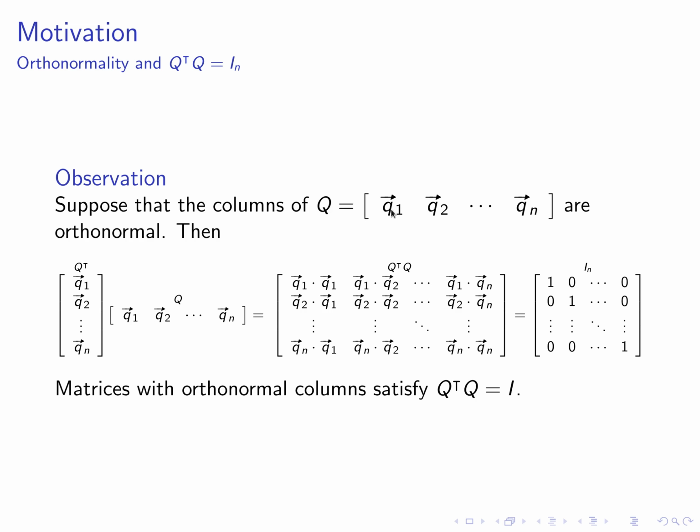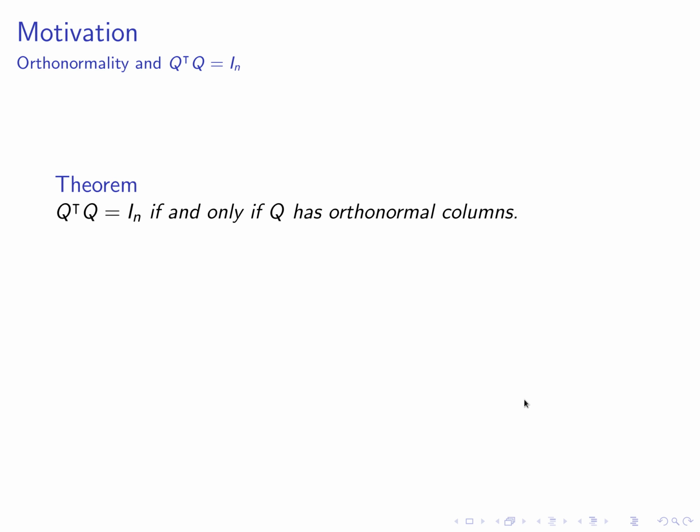When a matrix has columns that are all unit vectors and all mutually orthogonal to each other, that's exactly when the matrix satisfies this equation Q transpose times Q equals the identity matrix. So that's our major theorem. A matrix satisfies the equation Q transpose times Q equals the identity matrix if and only if its columns form an orthonormal list.